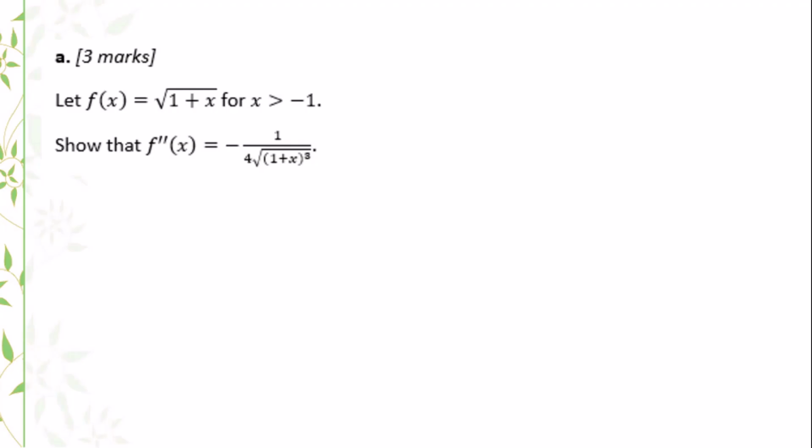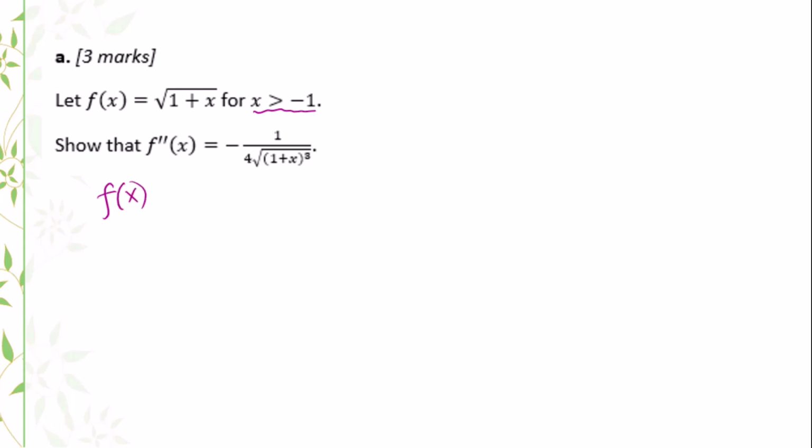This video is about practice for mathematical induction. A. Let f of x equals square root of 1 plus x for x greater than -1. Show that f double prime of x equals -1 over 4 square root of (1 plus x) to the third power.